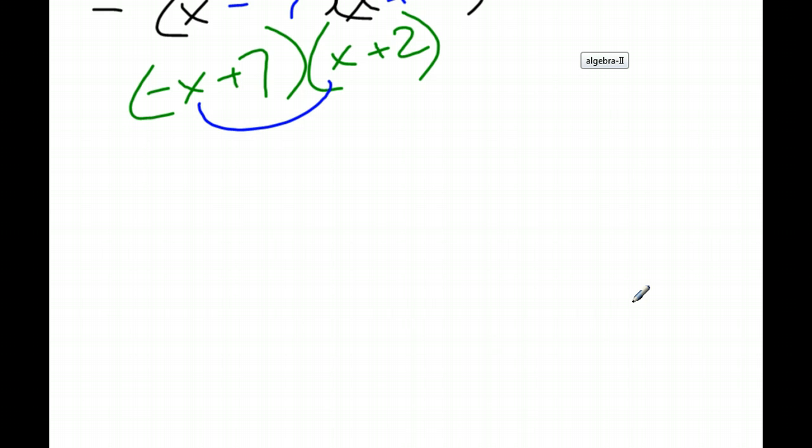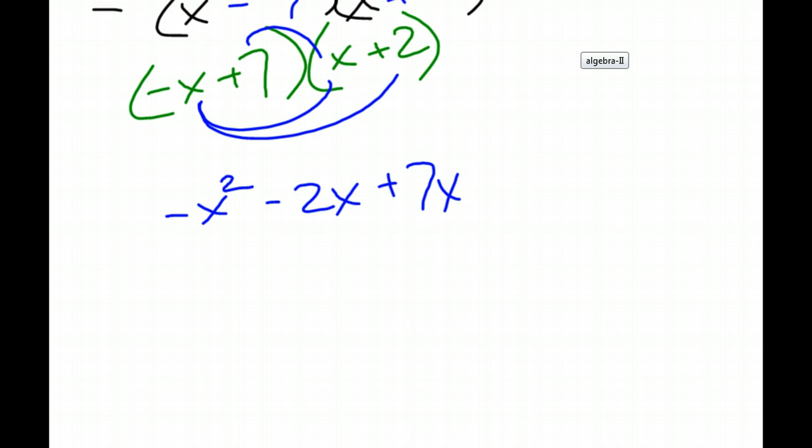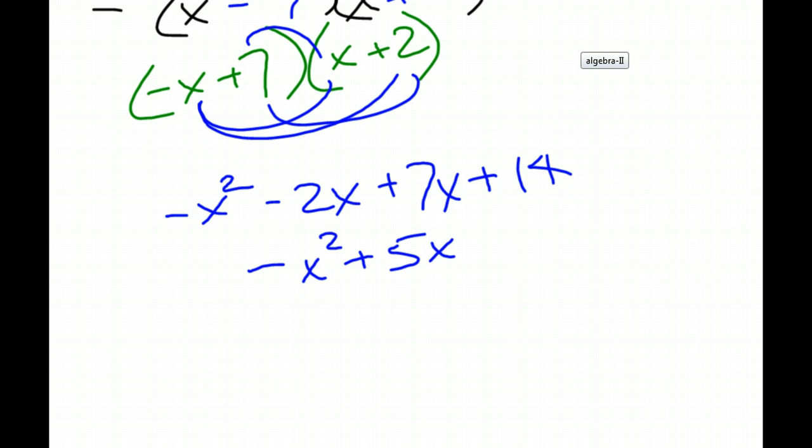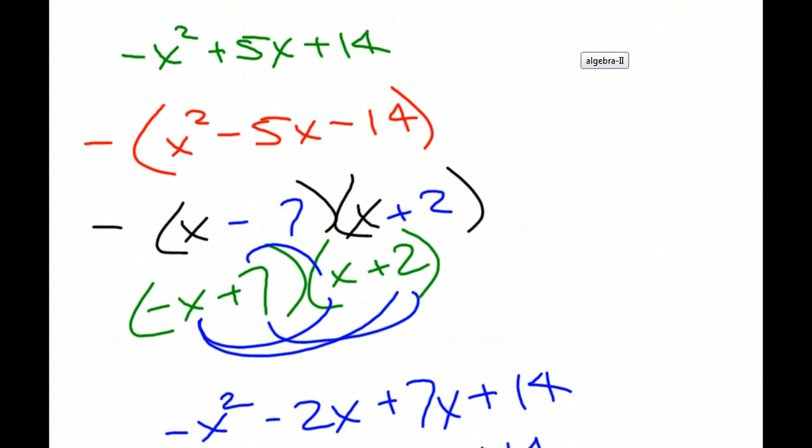Okay, so we've got my first, my outside, my inside, and my last. So negative x squared plus 5x plus 14.